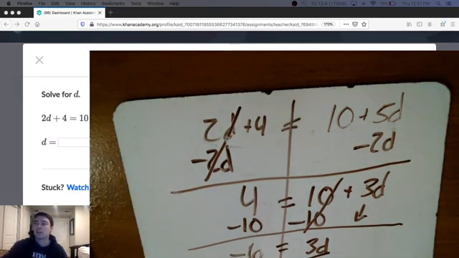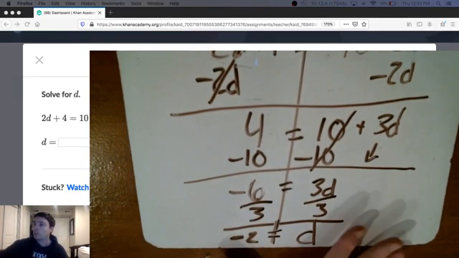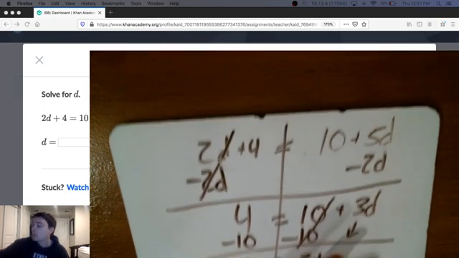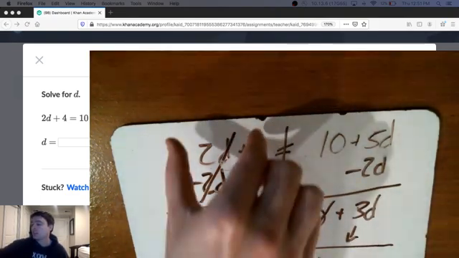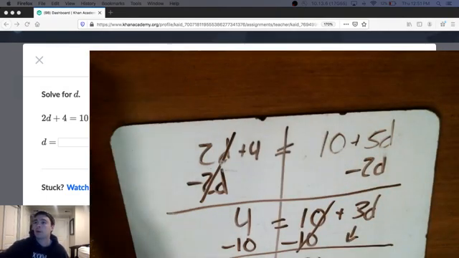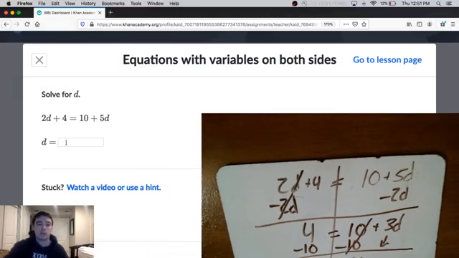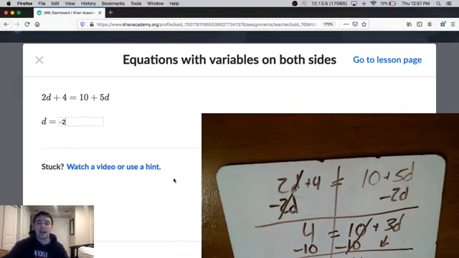So again, if you want to check if your answer is correct, and I ran through too quickly there, but take the variable answer, plug it back into the equation, and see if the left side really does make the same number as the right side. I'm going to put negative 2 in for our final answer. That's going to be the last example we go through for this.